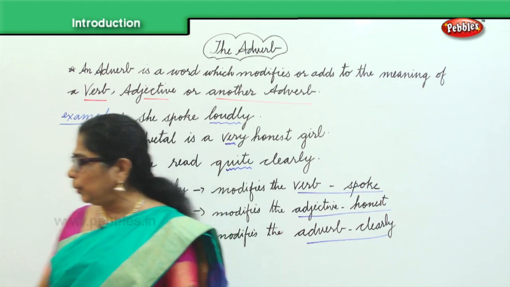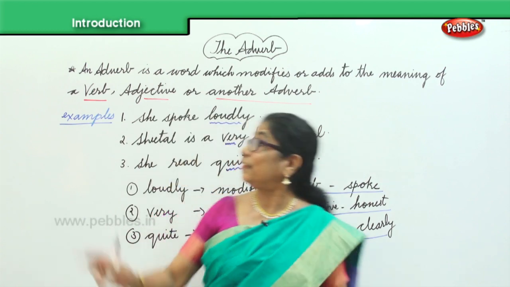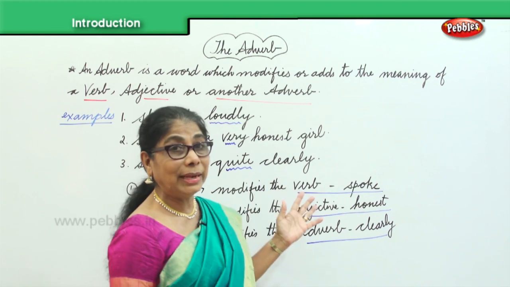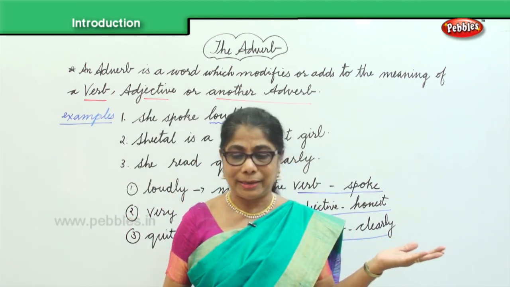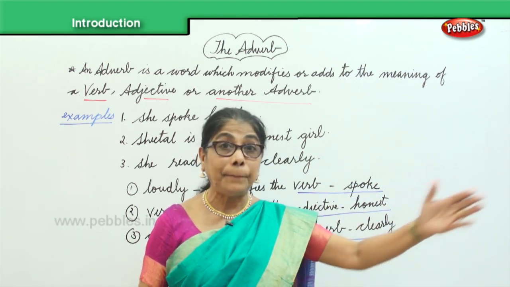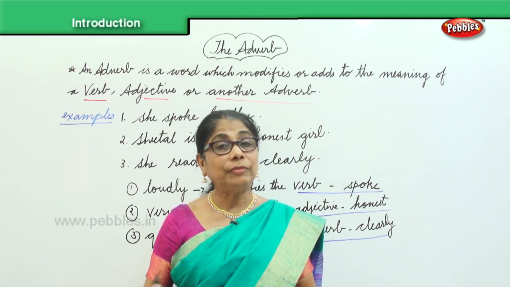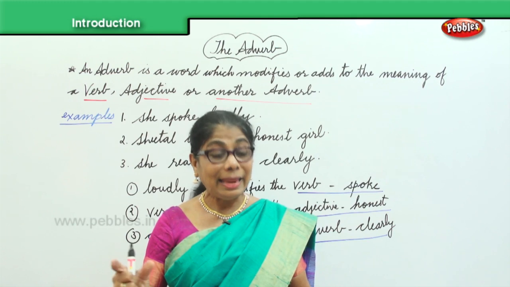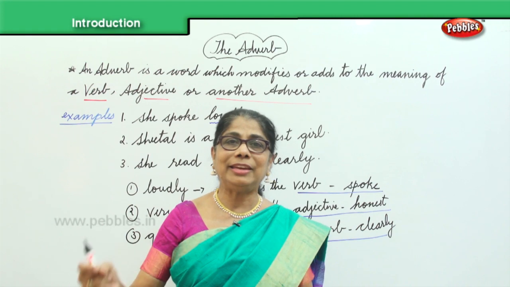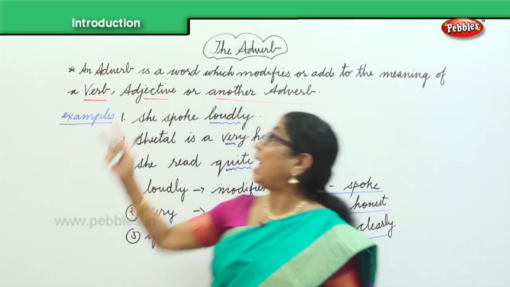So now what we are going to look at is there are 6 kinds of adverbs. And that's what we are going to do next. What are those 6 kinds? We have adverbs of time, adverbs of place, adverbs of manner, adverbs of number, and adverbs of quantity. And finally, we have interrogative adverbs. So we have 6 different kinds of adverbs.